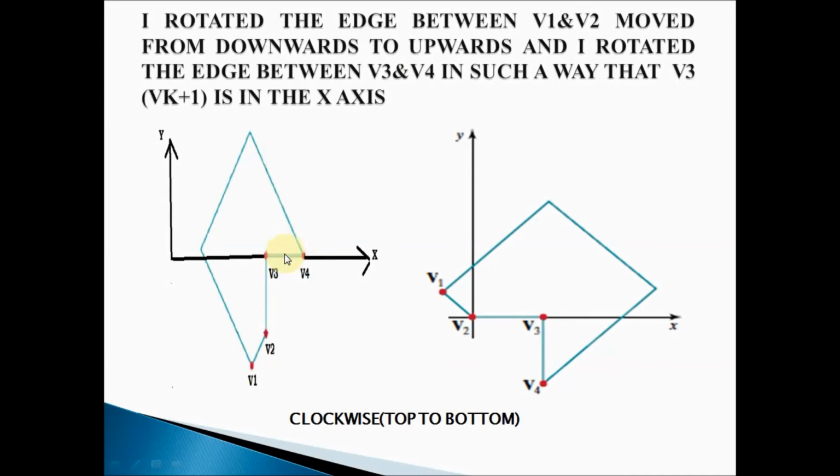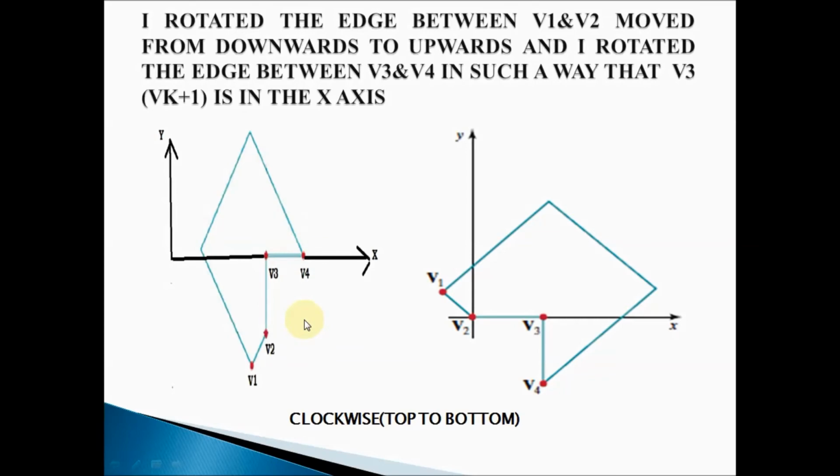Now you can ask a question, sir, v4 is anyway in the axis, I can rotate upwards also, downwards also, right? You can see, but here I rotated in the downwards direction. Why? In a clockwise rotation, remember, if it is in the bottom, you have to rotate towards the top. But here v3 v4 is on the right top side. That's why I have to rotate downwards.